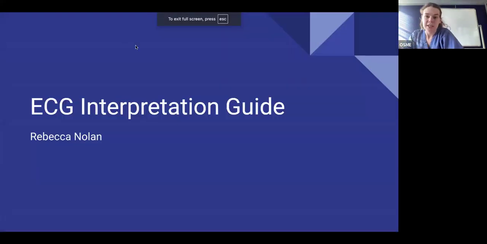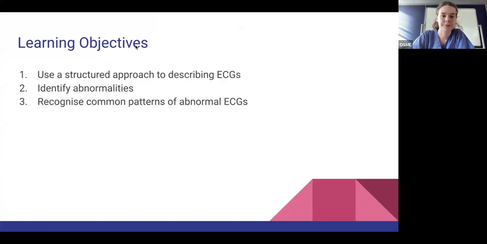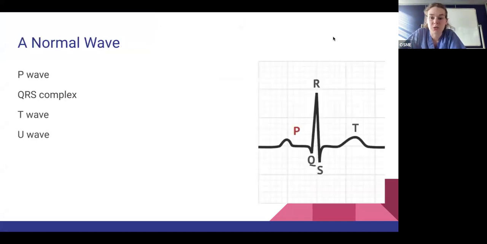Okay, so we'll start with ECGs and then we'll move on. So we're going to learn to use a structured approach, identify abnormalities, and recognize common patterns of abnormal ECGs. Just really quickly, you'll hopefully remember this is a normal wave, the P wave being atrial depolarization, the QRS complex representing ventricular depolarization as things move down the middle and around the outside, and the T wave representing ventricular repolarization, and then some funky bits sometimes come after as well.